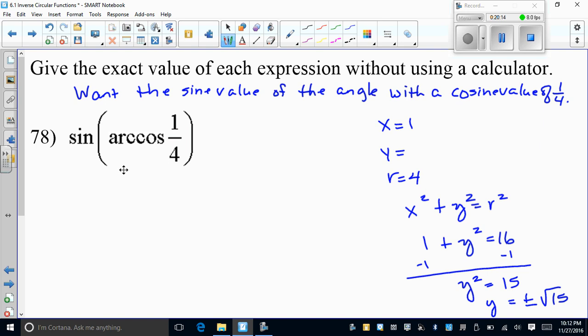On this one here, it's not so much that you need to find out what this angle is. We do not need to find out the angle. They told you the cosine value. You want the sine value. So if we're in quadrant 1, it's going to be square root of 15 over 4. And if we're in quadrant 4, where cosine is also positive, it's going to be negative square root of 15 over 4. We don't know which quadrant we're in, so give both answers.